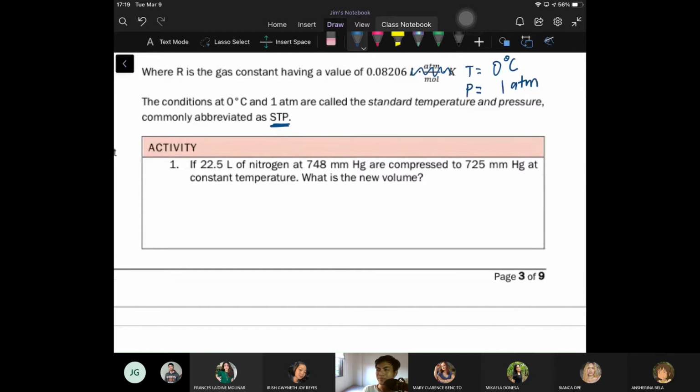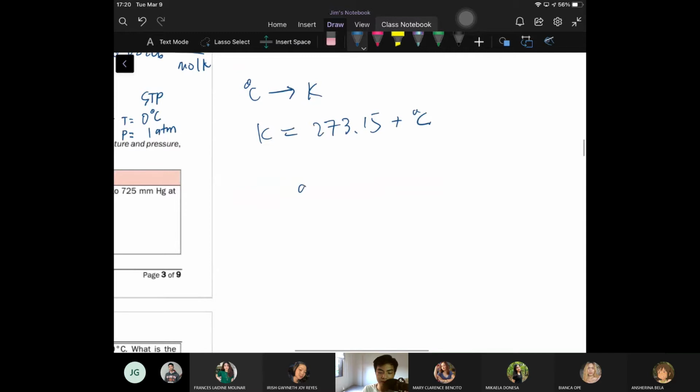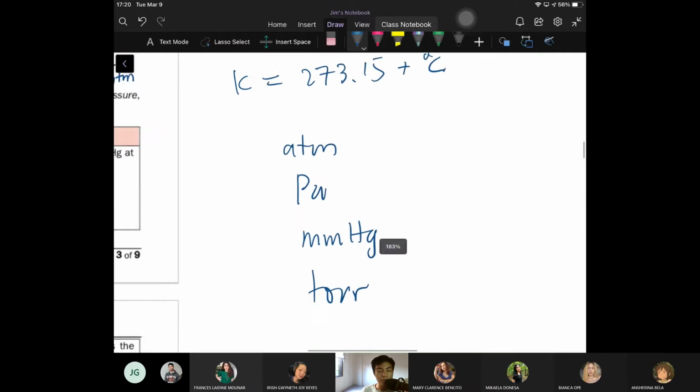So number 1. If 22.5 liters of nitrogen at 748 millimeter mercury are compressed to 725 millimeter mercury at constant temperature, what is the new volume? What is mmHg? No, mmHg is a pressure unit. No? So pressure unit yan. Okay, so yan ay pressure unit. Marami kasing pressure unit eh. We have the atm, the standard. We have the pascals. We have the mmHg. And the torr. So yan yung mga pressure units natin.